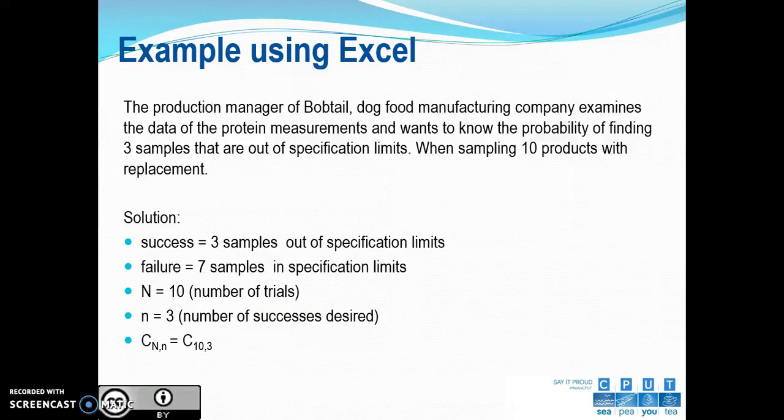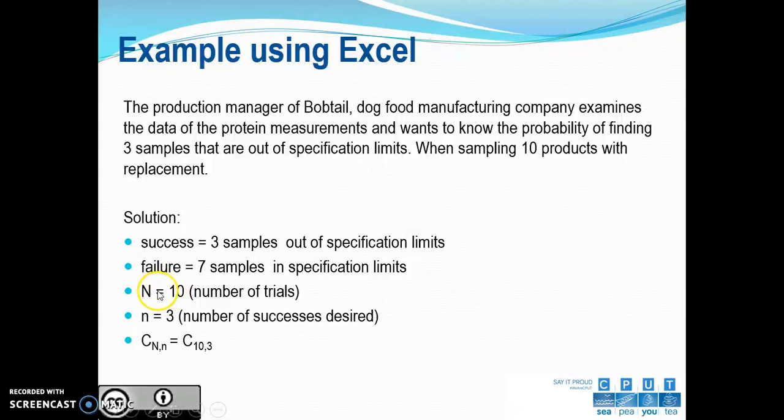The production manager of Bobtail Dog Food Manufacturing Company examines the data of the protein measurements and wants to know the probability of finding 3 samples that are out of specification limits when sampling 10 products with replacement. Firstly, when you're looking at this problem, you must first determine which is your success and which is your failure. Most of the time your success is given in the question. In this case, your success is to get 3 samples that are out of specification limit, and the rest will be your failure, which is 7, and the success is 3.